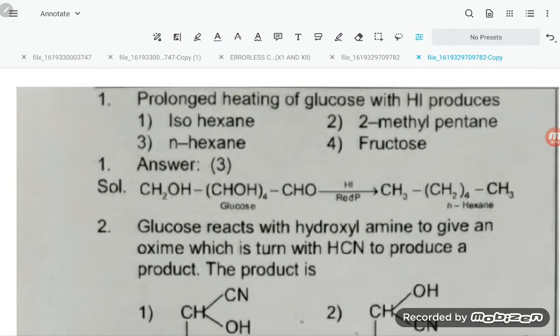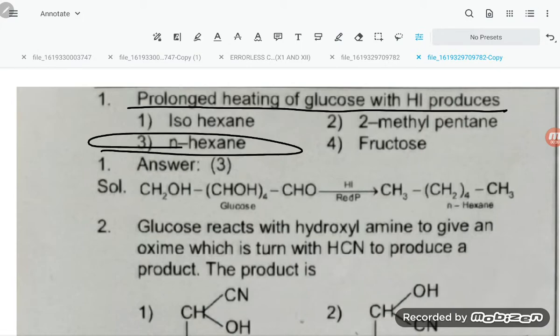What is the first question? Prolonged heating of glucose with HI gives n-hexane, students. If you are doing prolonged heating, it will give n-hexane, and this reaction represents what? That all the 6 carbons in the glucose are in a straight chain. All the 6 carbons in the glucose are arranged as a straight chain.